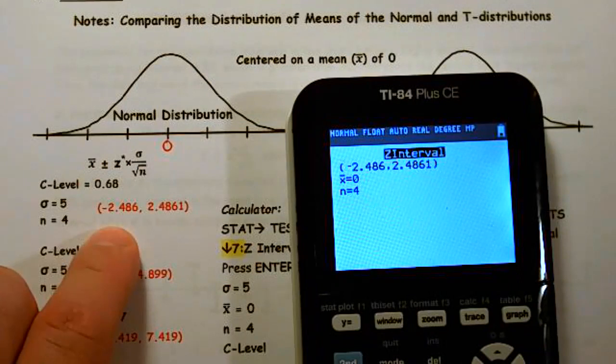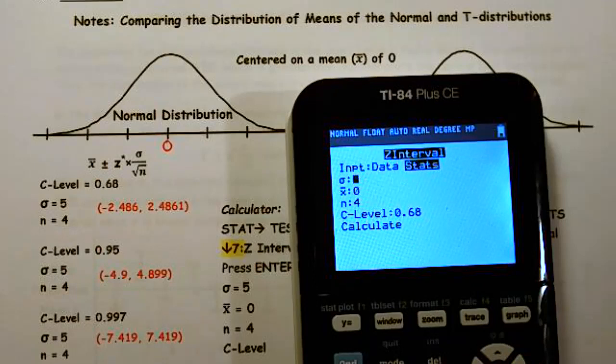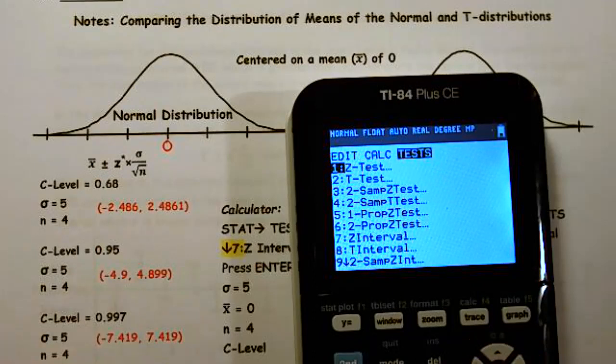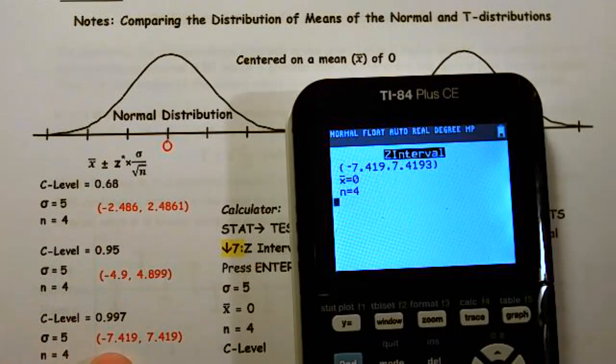And we get that value. If I do the same thing again, stats test, z interval, and I increase that to 0.95, we get these values. And we'll go ahead and do it one more time to increase it to a 99.7% interval, because that way we're following the empirical rule. And we end up getting negative 7.419.